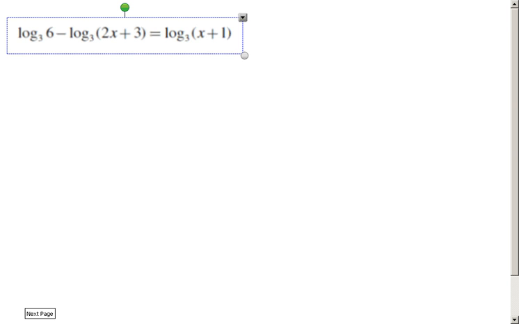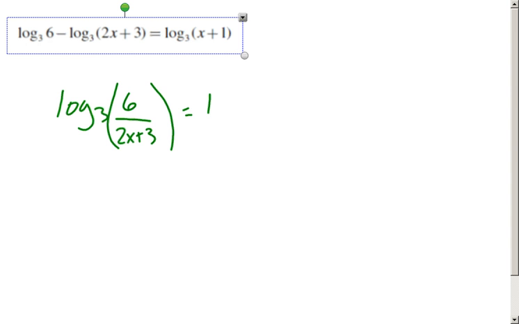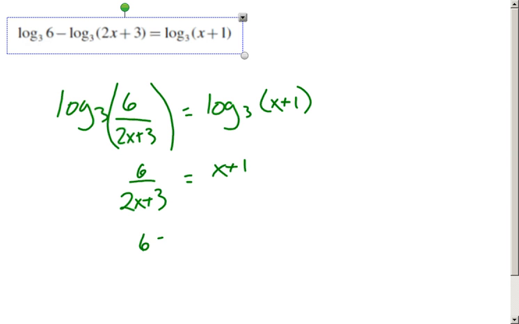This one's actually very, very similar to another one that we did. I really should have put some of the numbers out front. Oh well. Log base 3 of 6 over 2x plus 3. Now this one, some of you guys may be beside yourselves, because when you multiply this out, you're going to get quadratics. Oh no. So 6 is going to equal x plus 1 times 2x plus 3. So you get 2x squared plus 5x plus 3.